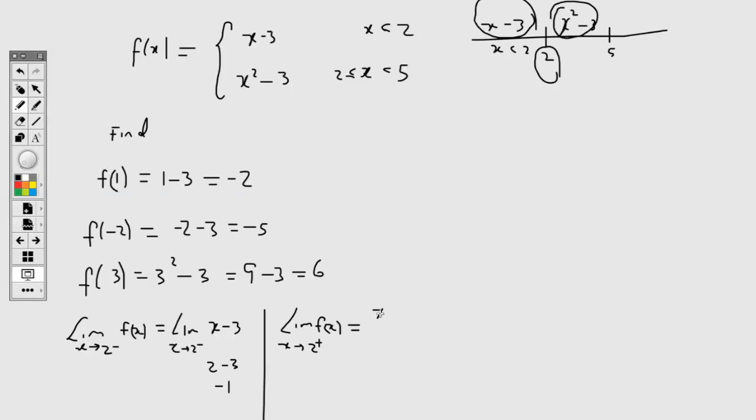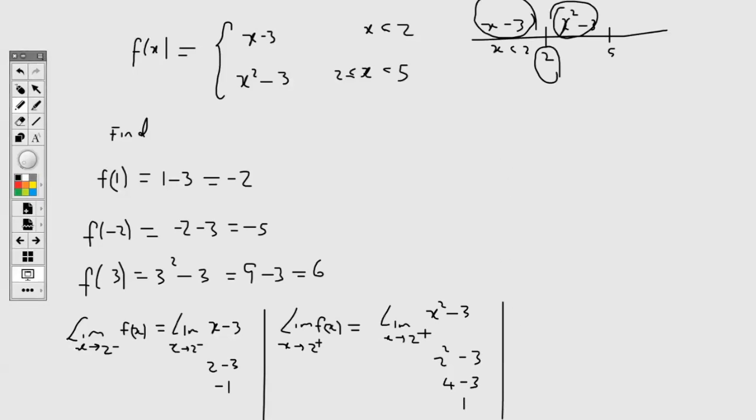In the same case, this is a function that's directly on the right of 2, so I will use the x squared minus 3. So I'll have the limit as x tends to 2 coming from the right, and it's x squared minus 3. So I'll have 2 squared minus 3. So that's 4 minus 3. So that gives me 1.